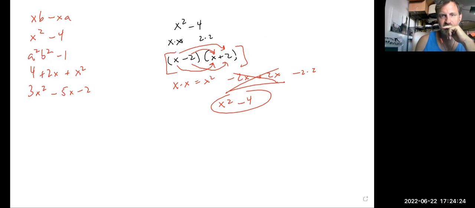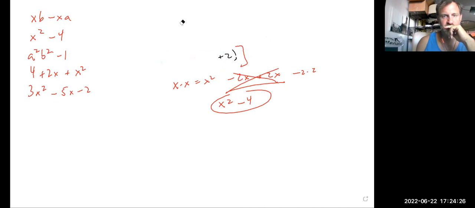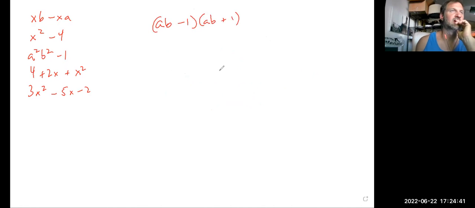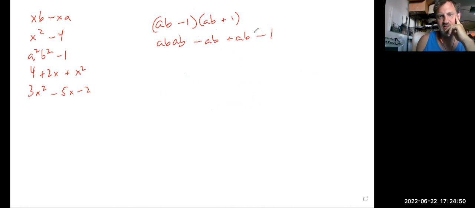Okay. So in a similar fashion, the next one is also the difference of squares. One is a square number. So we have (ab - 1)(ab + 1). And again, if we multiply it all out, we can see that we end up with ab times ab, a squared b squared, minus ab plus ab, minus 1: a squared b squared minus 1.